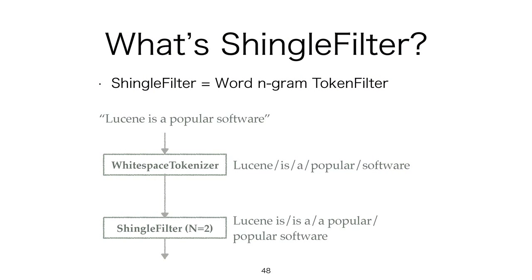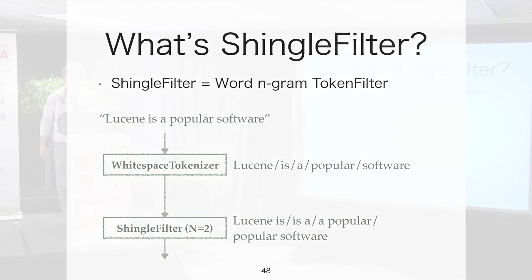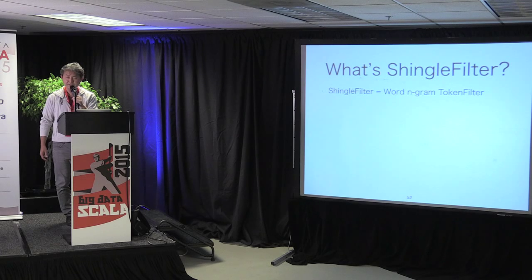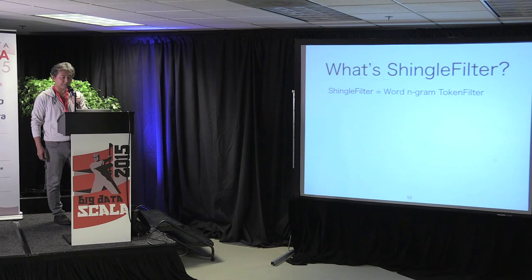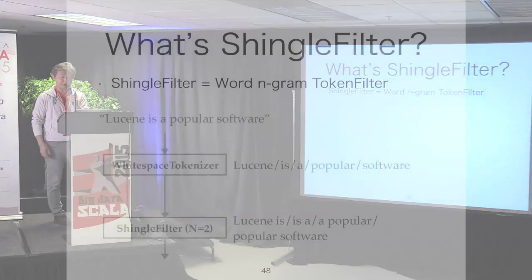Let's get further into calculating probability. Because we already know how to count the number of words in a Lucene index, we can now calculate probabilities. Interestingly, I'll use Lucene's shingle filter to get probabilities. So, what is shingle filter? It's a word n-gram token filter. It is used in combination with a tokenizer because it is a token filter.